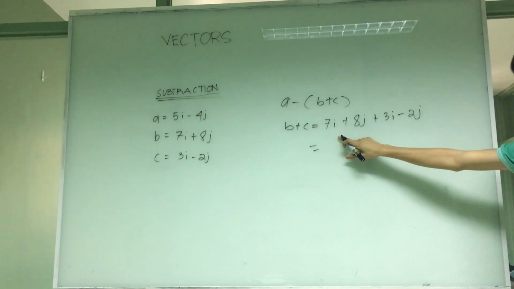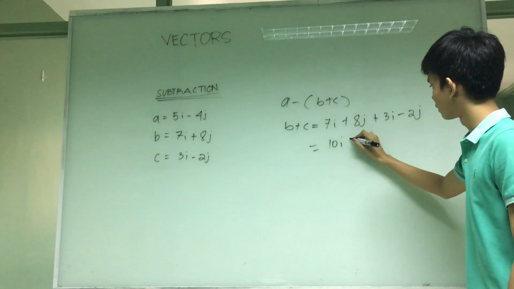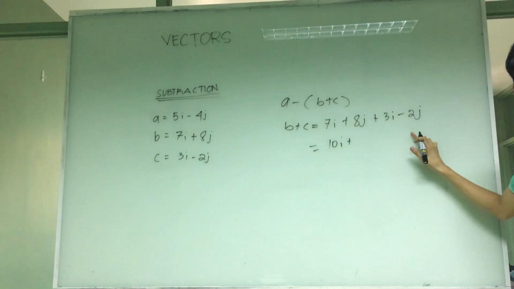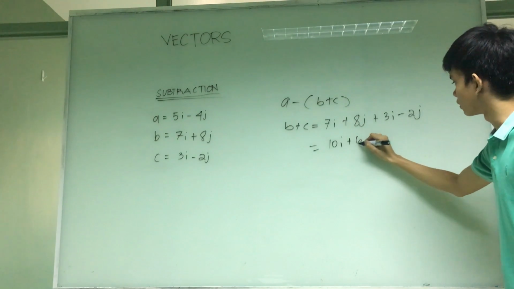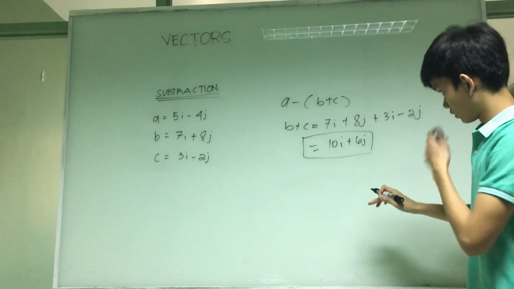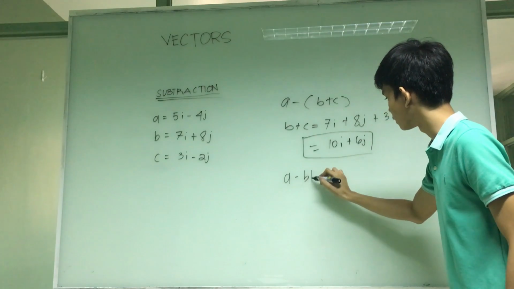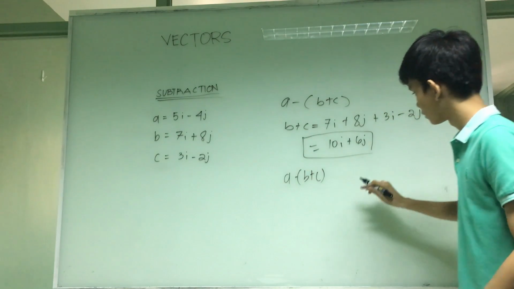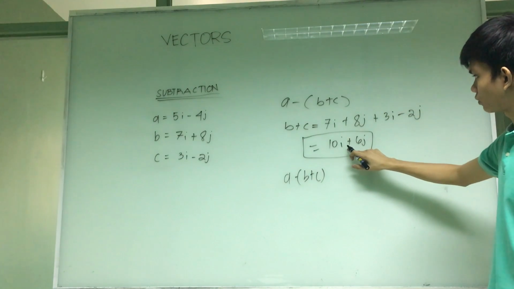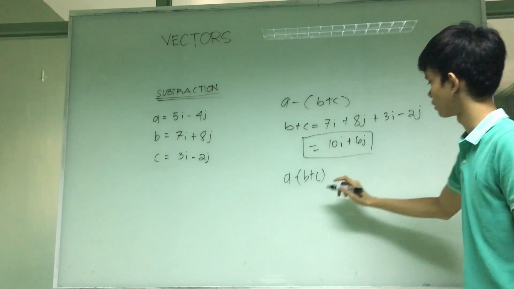Combining like terms, 7i plus 3i is equal to 10i, and 8j minus 2j is equal to 6j. So this is our B plus C. Now we are going to subtract A minus quantity B plus C. Since we already have our B plus C, we can subtract it from A.